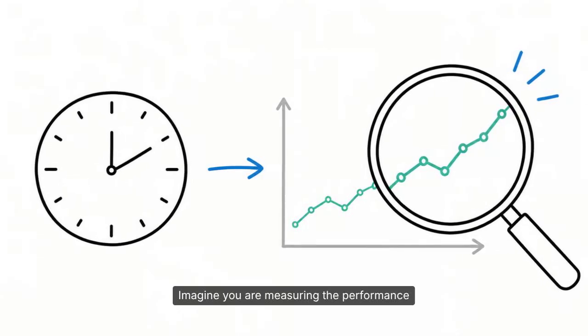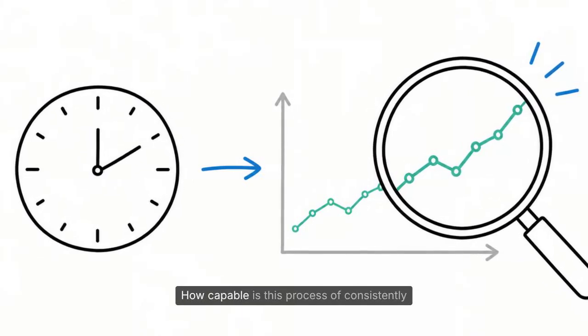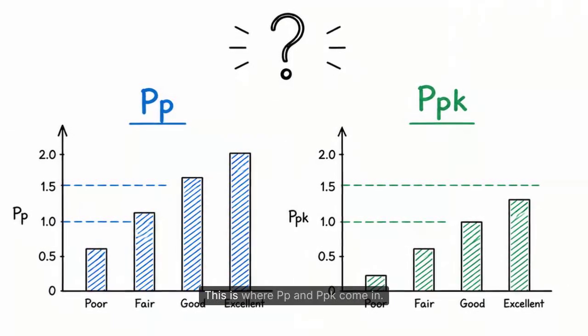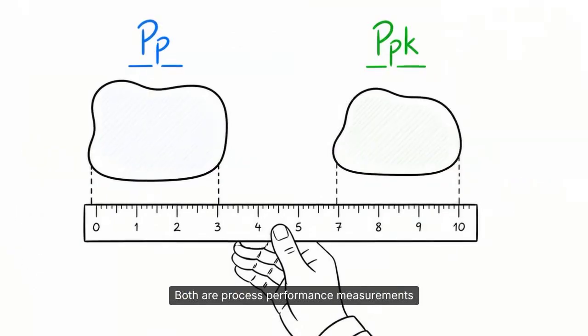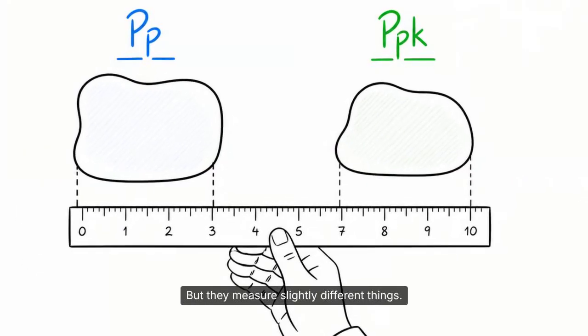Imagine you are measuring the performance of a process over time. You want to know one thing. How capable is this process of consistently meeting customer specifications? This is where PP and Ppk come in. Both are process performance measurements used in Lean Six Sigma, but they measure slightly different things.